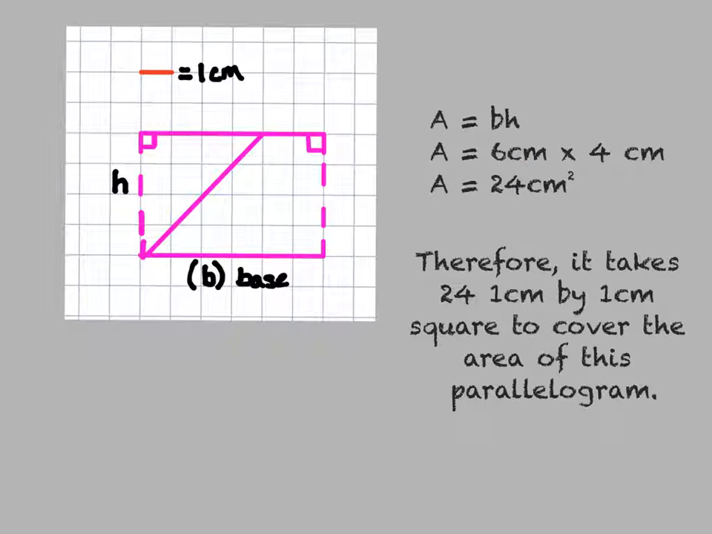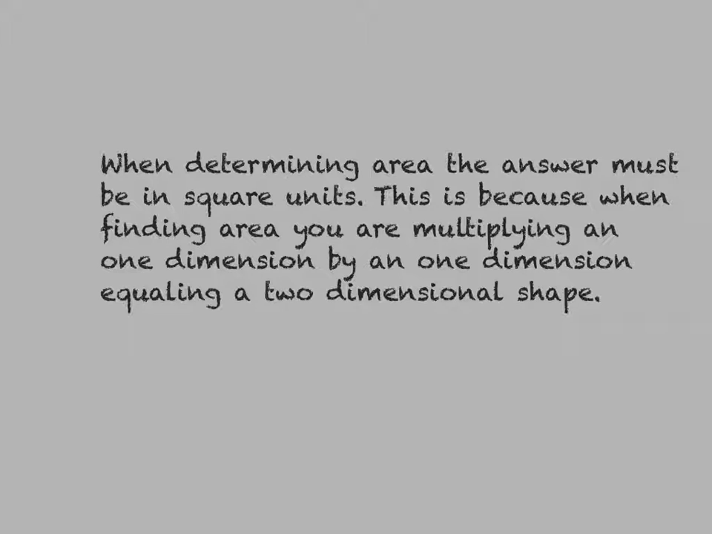However, we're multiplying a one-dimensional object by another one-dimensional object. So we have a two-dimensional object. So it's going to be 24 square centimeters. Therefore, it takes 24 1 centimeter by 1 centimeter squares to cover the area of this parallelogram. When determining area, the answer must be in square units. This is because when finding the area, you are multiplying a one dimension by another one dimension, equaling a two-dimensional shape.